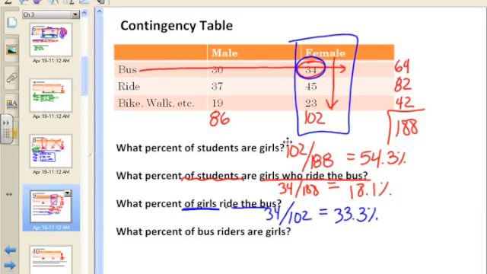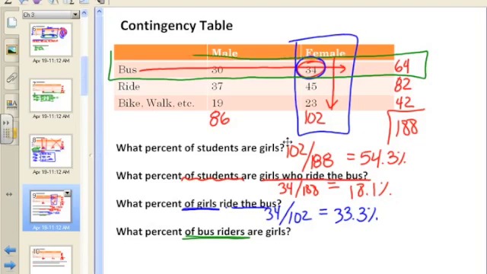All right, I'll do the next one in green. What percent of bus riders are girls? I get, Miss Curtis, didn't we just answer this question? No. This time we're asking what percent of bus riders. So I'm only concerned about people who ride the bus. By the way, drawing on tables can be very helpful to kind of keep your focus a little more narrow. So this one, it's going to be out of 64, because I'm only concerned about people who ride the bus. And now the question is, well, what percent of them are girls? There's 34 girls that ride the bus, so that gives me 53.1%.